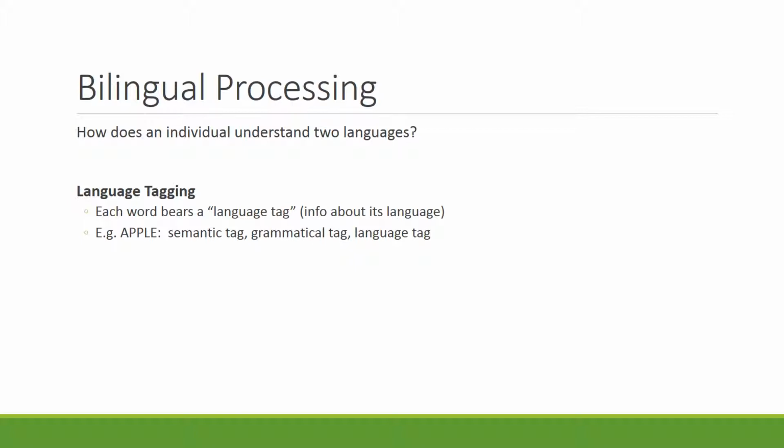So if you come across the word apple, the language that that word is from is also attached to that word. So you've got all of these word forms in your lexicon, like apple, and attached to all of these word forms, you have a bunch of different pieces of information. Semantic information, grammatical information, language information. So that language is just no different from the semantic or grammatical information that you are probably used to thinking is attached to words.